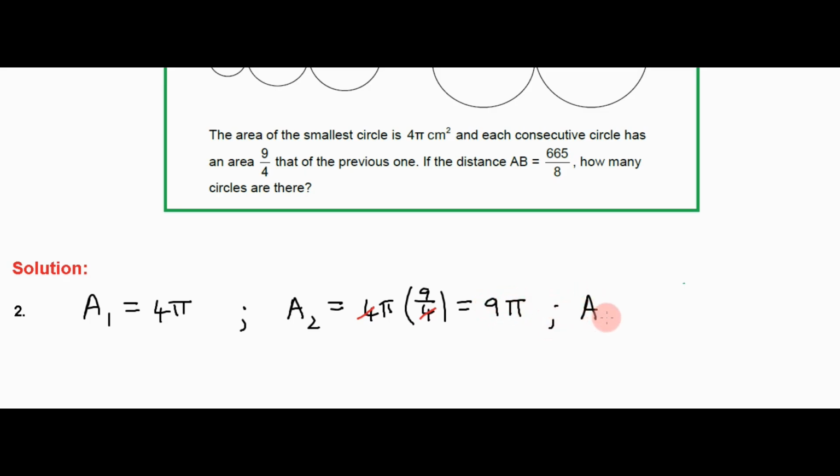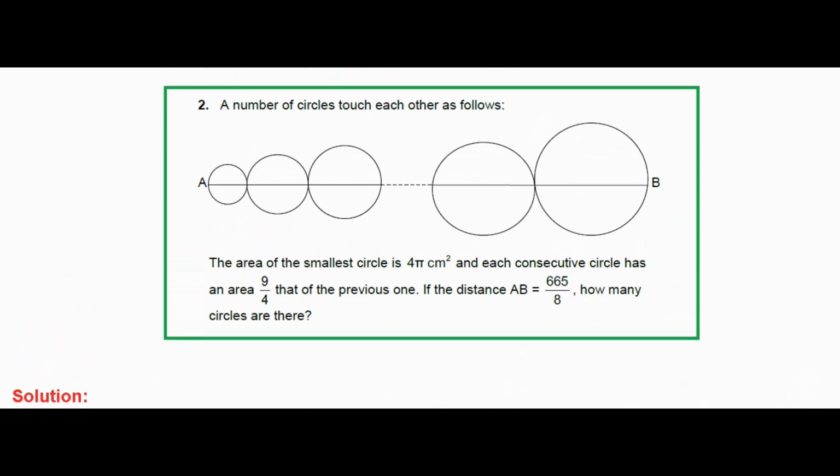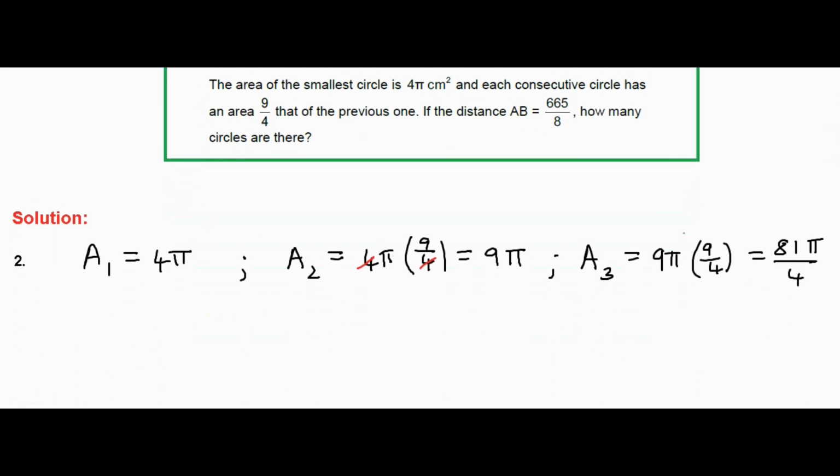Then A3, the area of the third circle, is the area of the second circle, 9 pi times 9 over 4. And this is 81 pi over 4. So we have the areas of the first 3 circles. Now, we are interested in the diameters because we are told that the length AB comes to 665 over 8. So the diameters of all these circles must add up to 665 over 8.